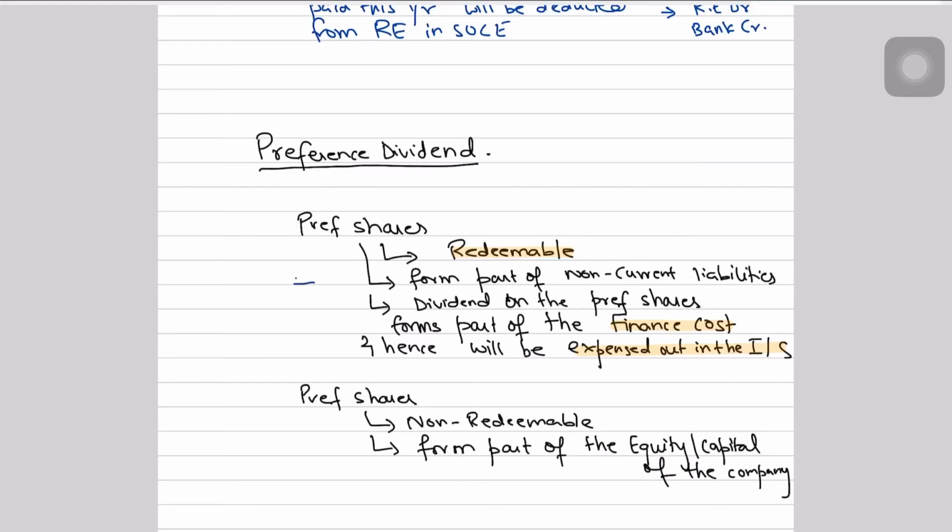I'll write this down: if the dividend is unpaid, it will be included in the current liabilities as a payable, because it has not been paid yet. However, if the dividend has been paid, then it will still be expensed out and accordingly the bank will be credited. However, it won't be included in the current liabilities because it has been paid. But if it is unpaid, it will be included in the current liabilities.